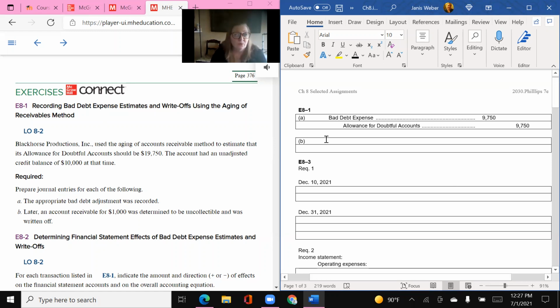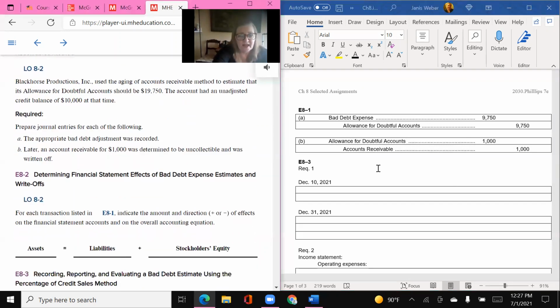All right, so the next thing is they said write off a customer's $1,000 balance because it's bad. So rather than hitting bad debt expense again, we're going to debit the allowance account to write this account off. So we debit allowance, credit that customer's accounts receivable for however much is bad. Okay. All right, so then we're going to go to E8.3.